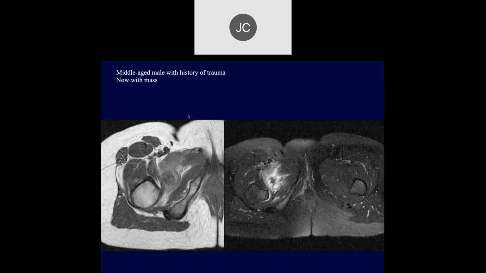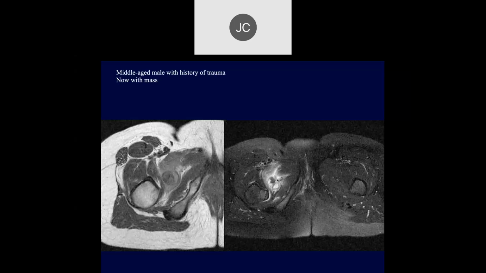Okay, all right, middle-aged male with history of trauma, now with mass. So it looks like we're in the pelvis near the insertion of the iliopsoas tendon, and there's this heterogeneous fluid and edema there. Could be iliopsoas bursitis or hemorrhage. Exactly. Yeah, so it looks like it's really more mass-like, but certainly could be hemorrhage, could be a hematoma with a tear of the muscle, because the patient did have a history of trauma.